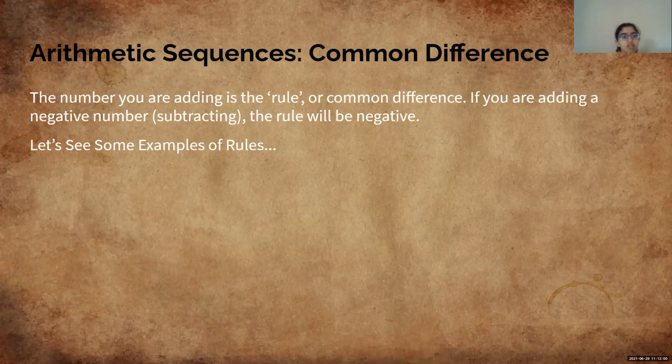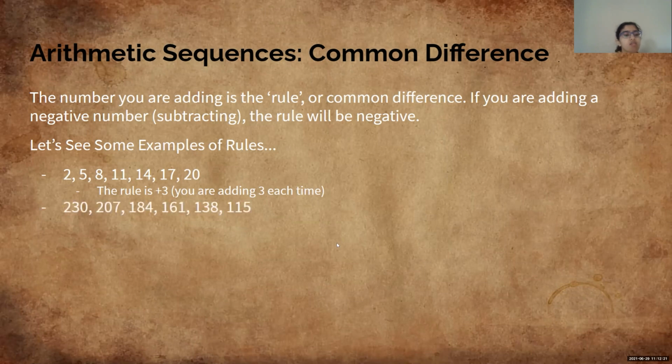So let's see some other examples of rules. 2, 5, 8, 11, 14, 17, 20. We can see that the rule is +3 because we're adding 3 each time. The next example is 230, 207, 184, 161, 138, and 115. We can see that we're subtracting 23 each time. So the rule is -23.